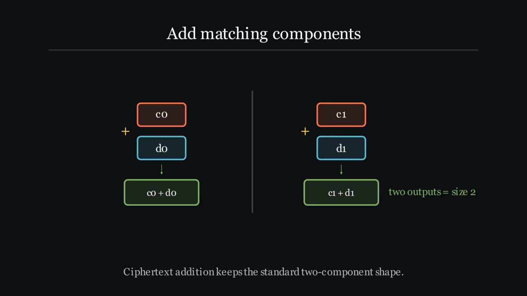After decryption and decoding, packed slots approximate element-wise addition. This operation is relatively inexpensive and usually does not consume another modulus chain level, although the operands still need compatible parameters and suitably aligned scales.